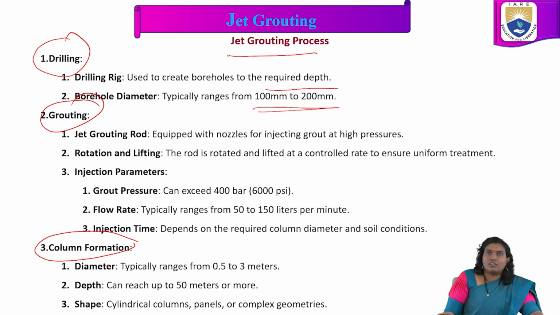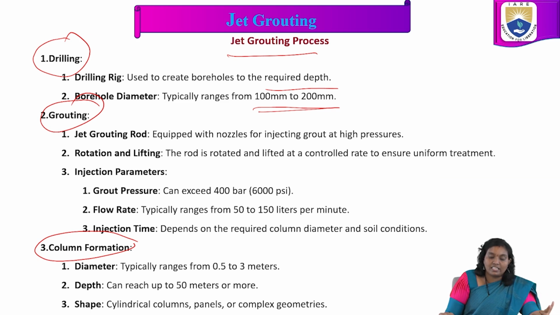The jet grouting rod is equipped with nozzles for injecting grout at high pressures. Rotation and lifting: the rod is rotated and lifted at a controlled rate to ensure uniform treatment. In injection parameters, grout pressure, flow rate, and injection time are the parameters for getting better grouting results.